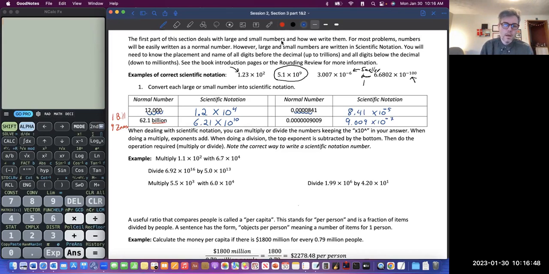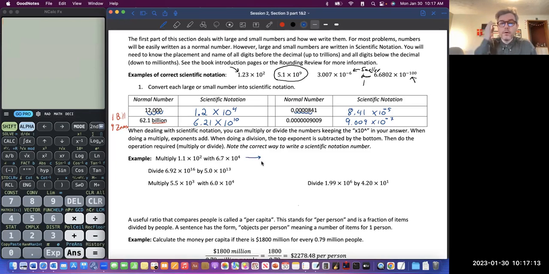Okay, now we're going to use scientific notation to do some calculations. All right, that's what we're going to do. We're going to multiply numbers, divide numbers. We're going to actually do some calculations with scientific notation. Looks like we have 4 to work with. Let's work with the first one here.